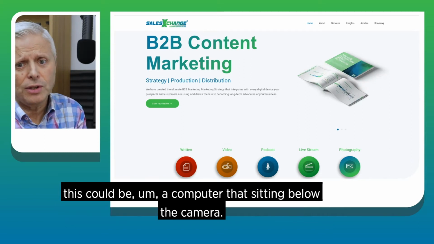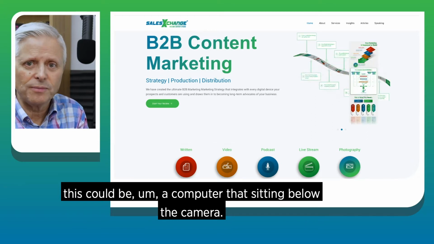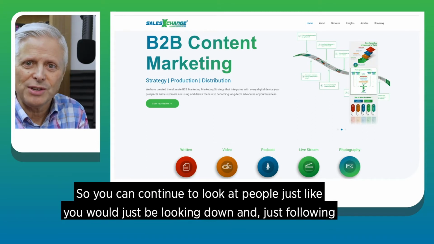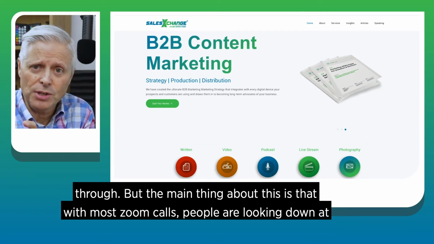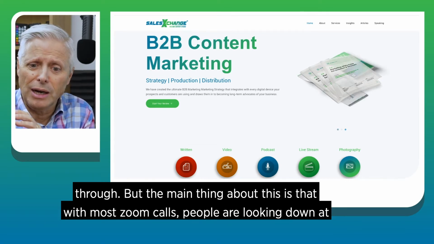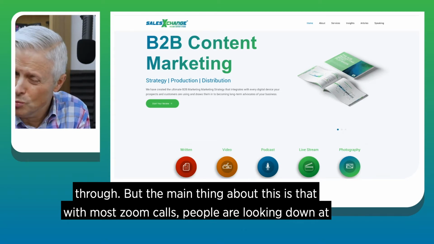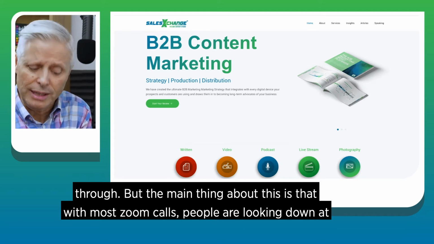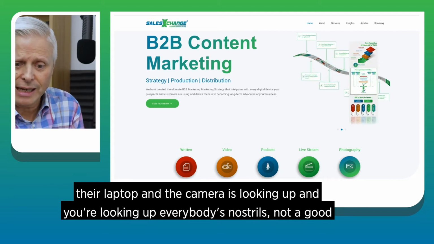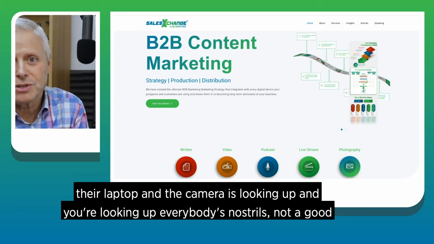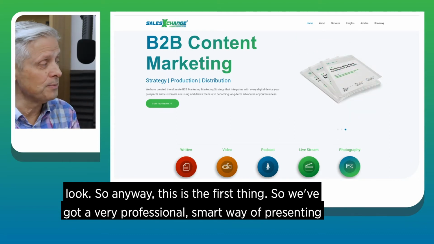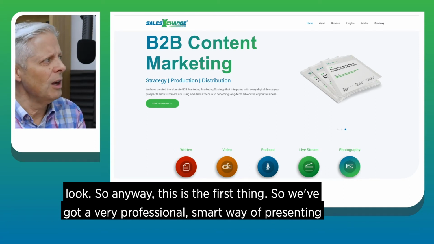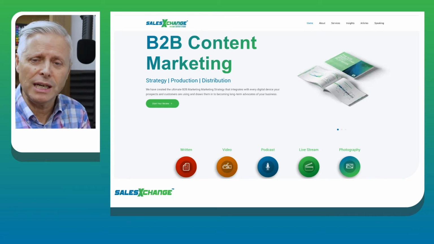And the fact that this could be a computer that's sitting below the camera, so you can continue to look at people, you would just be looking down and just following through. But the main thing about this is that with most Zoom calls, people are looking down at their laptop, and the camera is looking up, and you're looking up everybody's nostrils. Not a good look. So anyway, this is the first thing. So we've got a professional, smart way of presenting anything that's online.